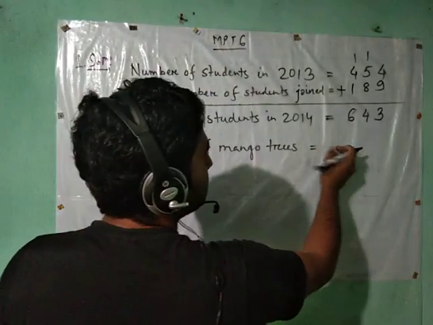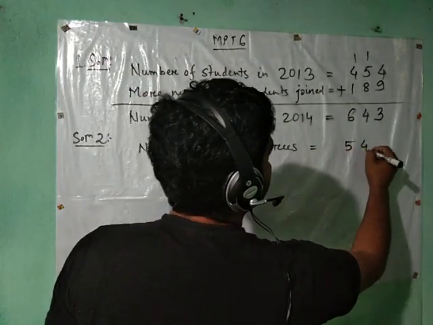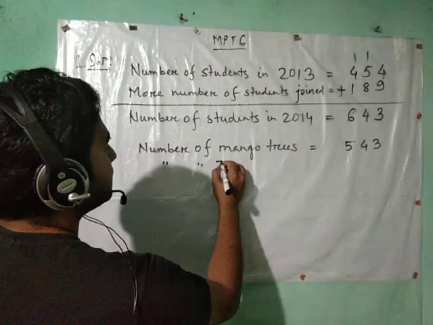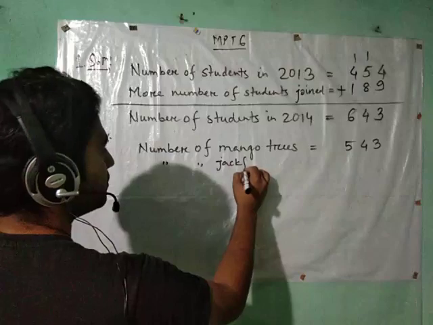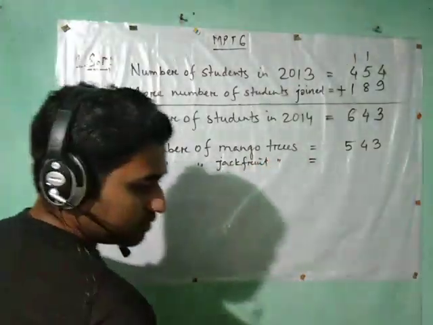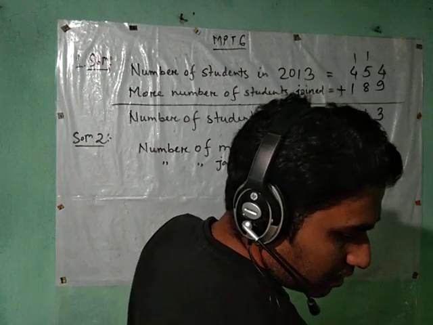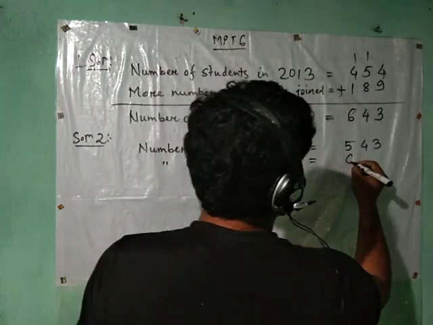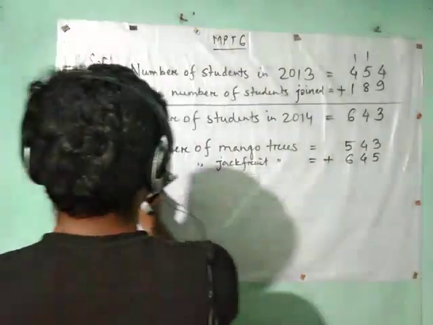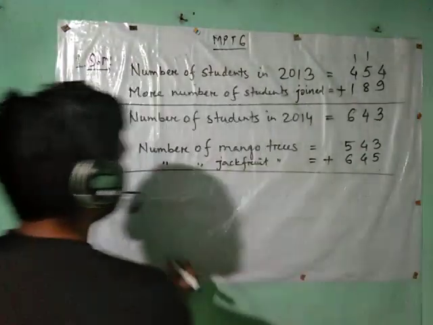How many mango trees were there? 534. Keep some space here and write it. Similarly, number of jackfruit trees. How many? 645. So now you have to add all of them.